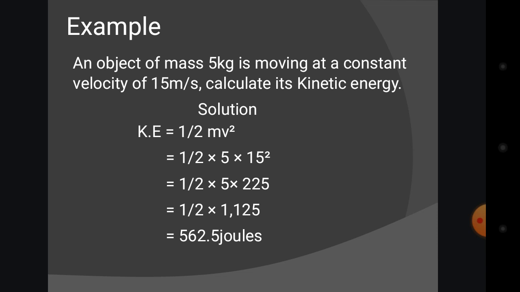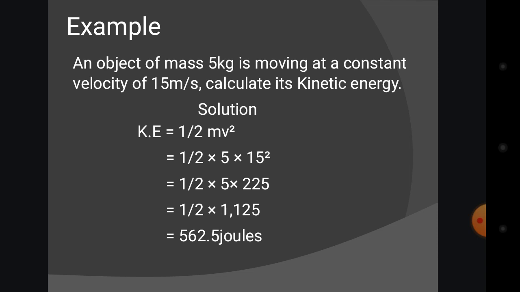Sorry, we end up with 1125. That is our value. Sorry for the error, please. Okay, and with this 1125, we will just multiply it by 1 over 2, that is 0.5. When 1 is divided by 2, we will end up with 0.5.